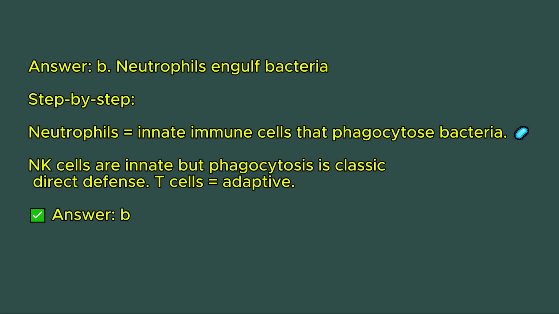Answer B. Neutrophils engulf bacteria. Step by step. Neutrophils are innate immune cells that phagocytose bacteria. NK cells are innate, but phagocytosis is the classic direct defense. T cells are adaptive. Answer B.